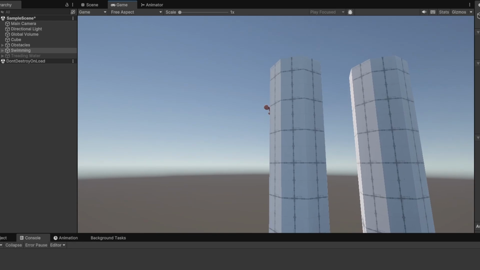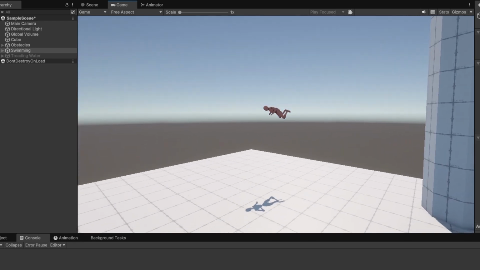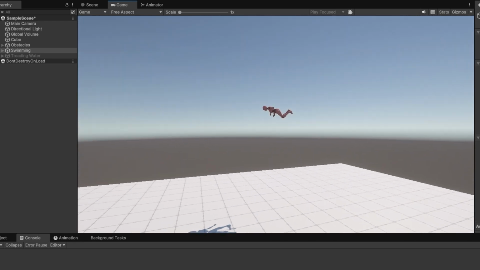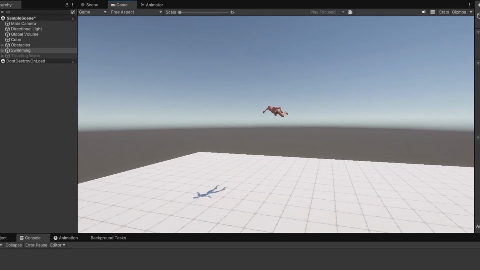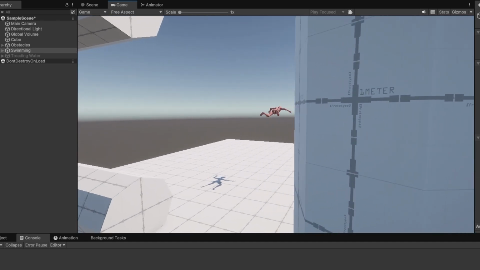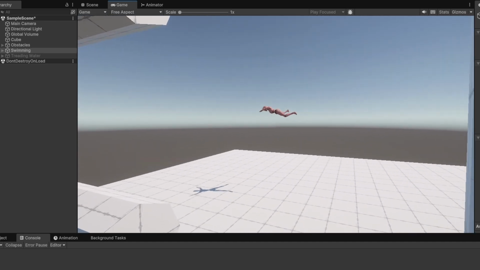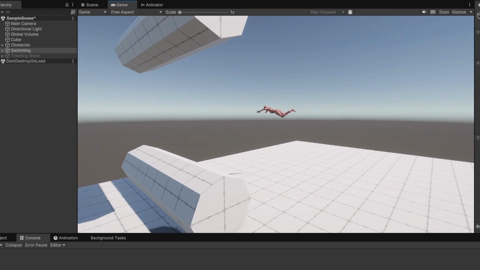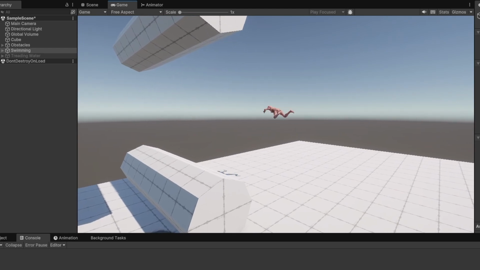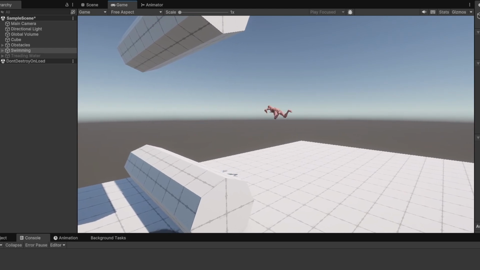But yeah, this is the swim controller. Sadly, I don't have any real oceany assets to make it look more watery as I'm swimming. I just have this animation that I got from Mixamo and this model from Mixamo just as a test to show what it can look like.